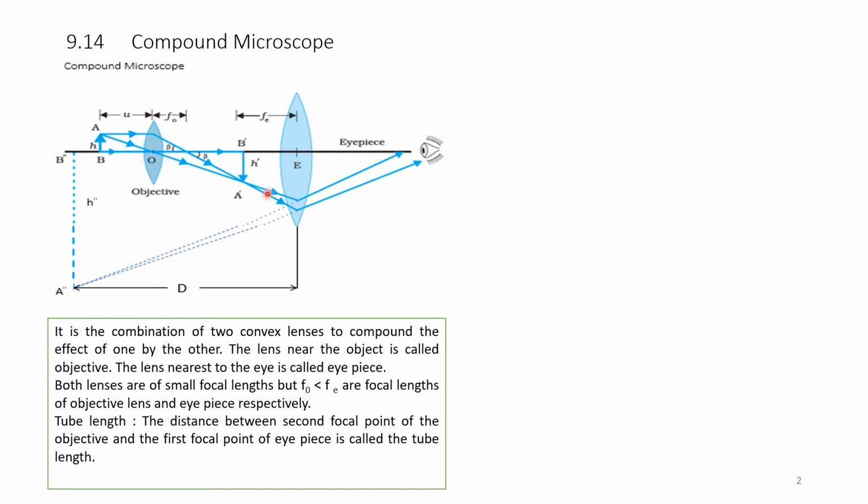Tube length. The distance between the second focal point of the objective and the first focal point of the eyepiece is called the tube length. That is, this distance is called the tube length.